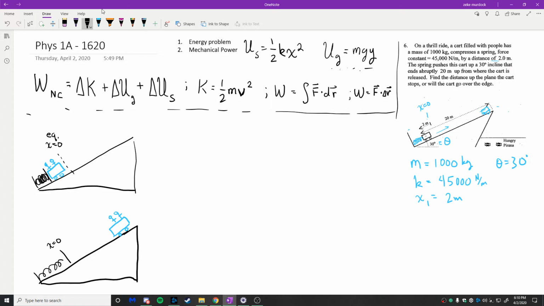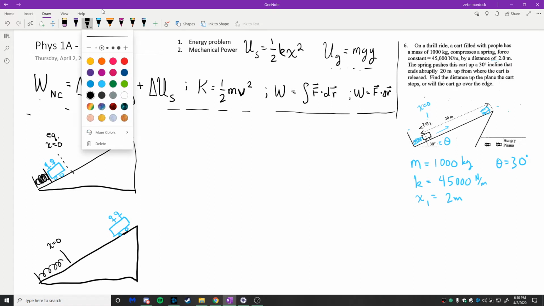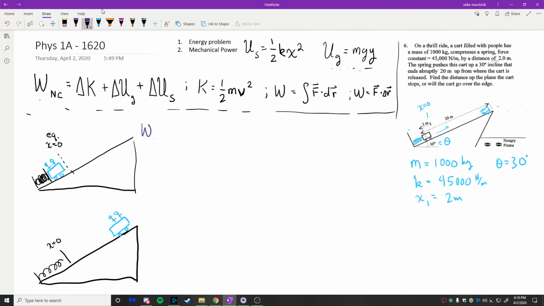The key thing for solving problems involving this equation, let's expand that equation out just a little bit more. Our equation basically states this: the work done by non-conservative forces is equal to the change in kinetic energy, so that's 1/2 m, we need a velocity at another point and a velocity at our initial point, we'll label position 1 and position 2, plus the change in potential energy due to gravity, mg times y2 minus y1, and plus the spring, 1/2 k times x2 squared minus x1 squared.